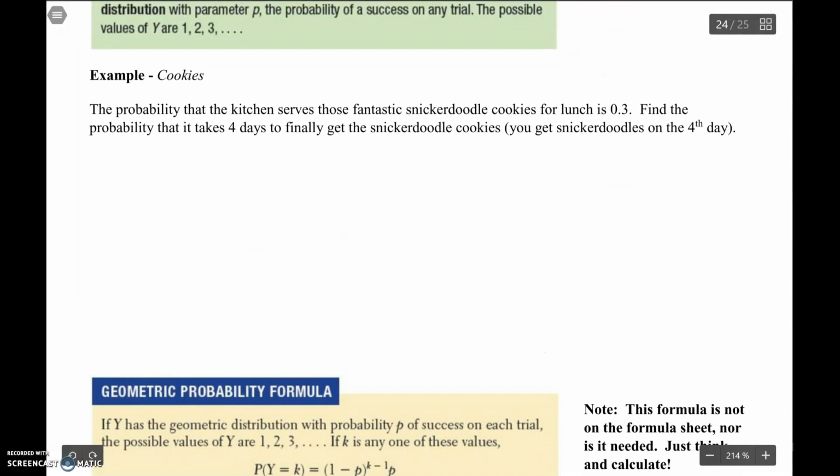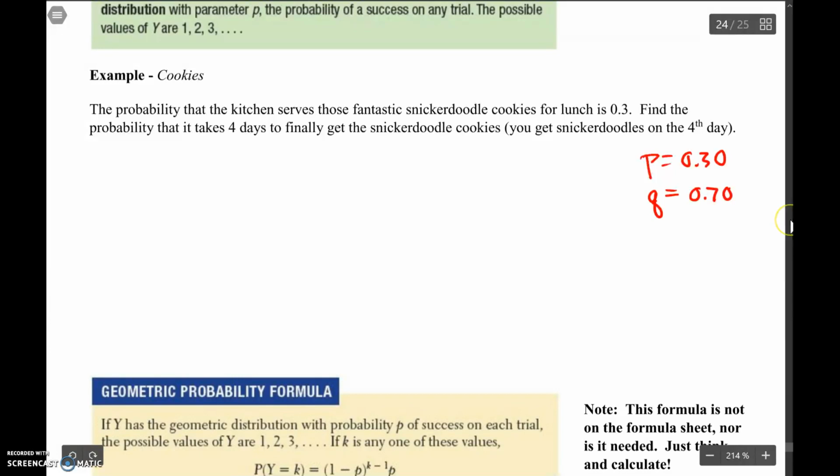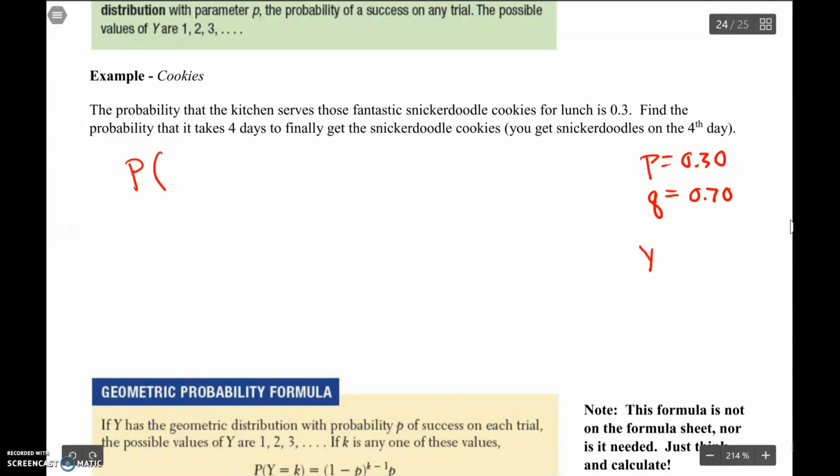So let's do a geometric problem. You're going to see that we don't even really need to identify it. In fact, we've done ones like this already. The probability that the kitchen serves those fantastic snickerdoodle cookies for lunch on a given day is 0.3. So that's the probability of success. So q would be the probability of a failure. That means there's a 70% chance we don't get the good cookie. Find the probability that it takes 4 days to finally get the good snickerdoodle cookies. You get the snickerdoodle on the 4th day. So what's the probability? So this is a geometric model.